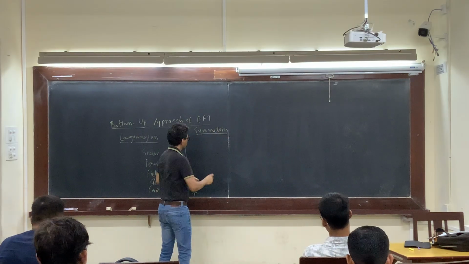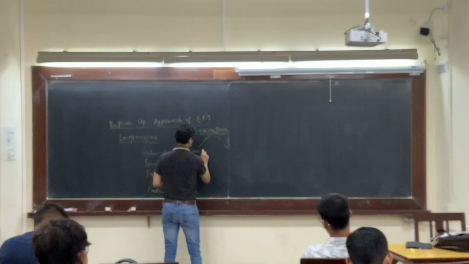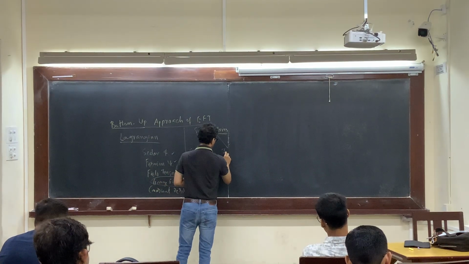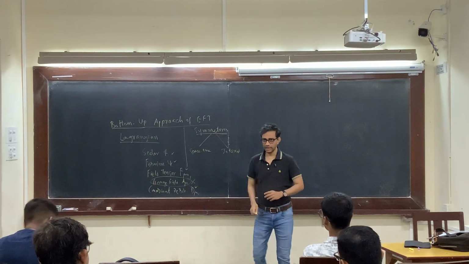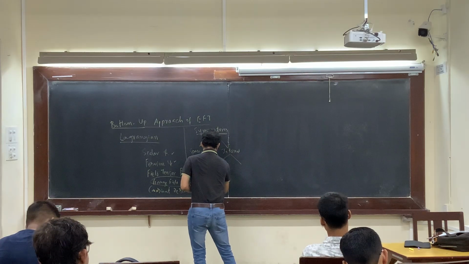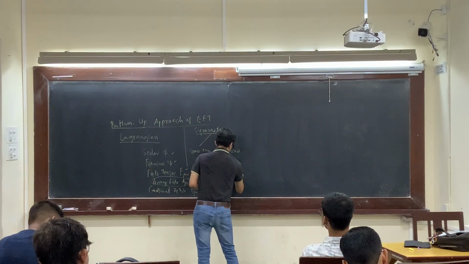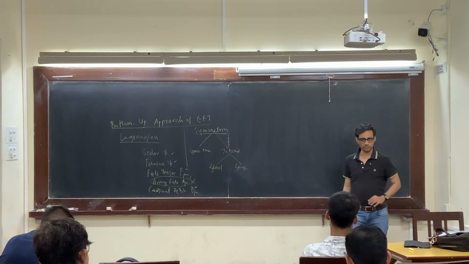Now broadly, we classify this symmetry into two parts. One is space-time and one is internal symmetries. And these internal symmetries are again classified into two parts. One is basically global and some of them are gauge. So these are symmetry informations.